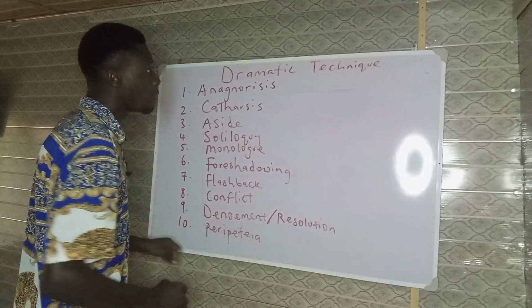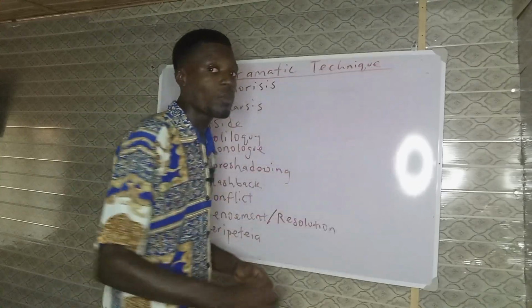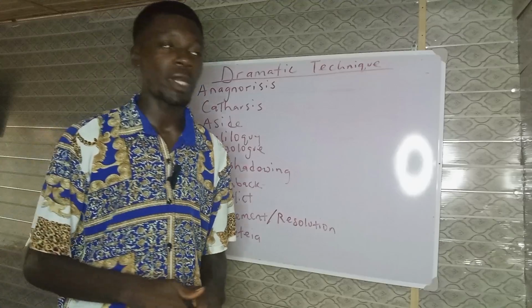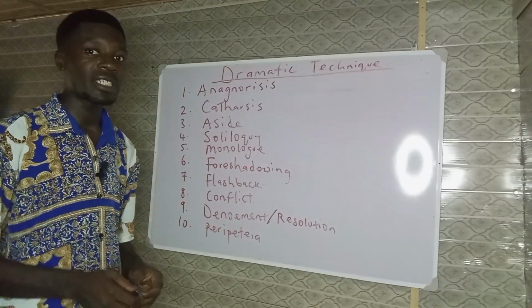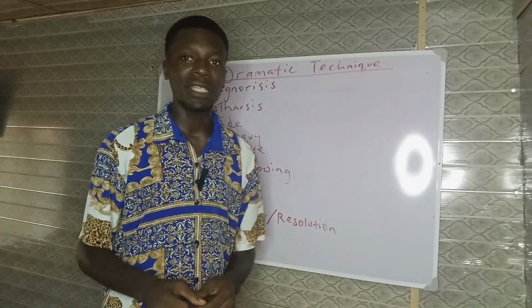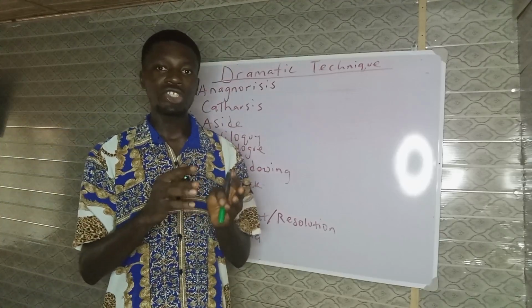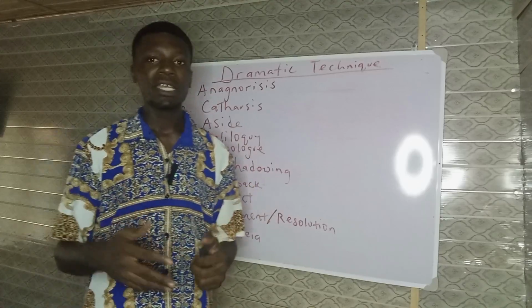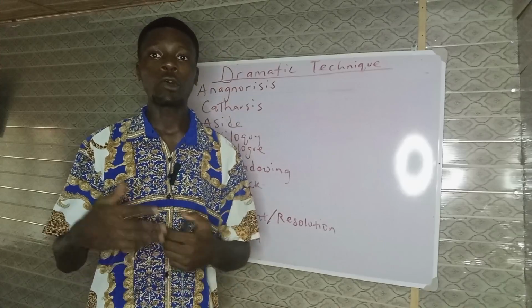Peripeteia. If there's anything to be known about dramatic techniques, it is that they are numerous. There are quite a number of them out there. We'll be looking at a few in this video. So peripeteia is a dramatic technique where there is a change in the fortune of a character.